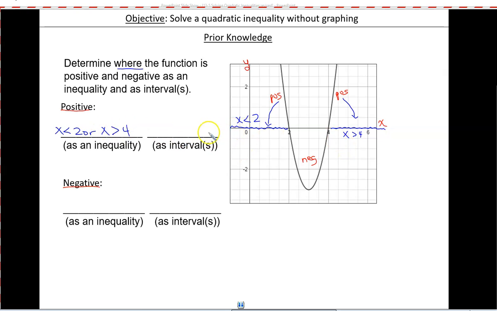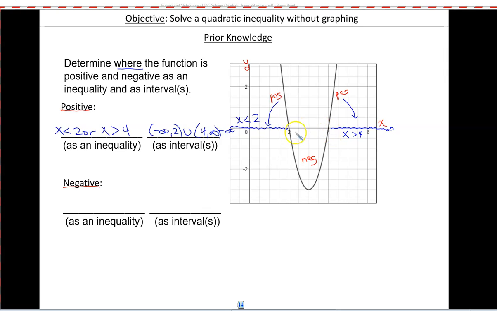Intervals, remember, go from left to right, least to greatest, and sometimes involve infinities. These do. So this interval would go from negative infinity to 2 for x, and that's in union with this interval. It starts at 4 and goes all the way to the right for x, which is our positive infinity for x. Where the function is negative is this middle section.